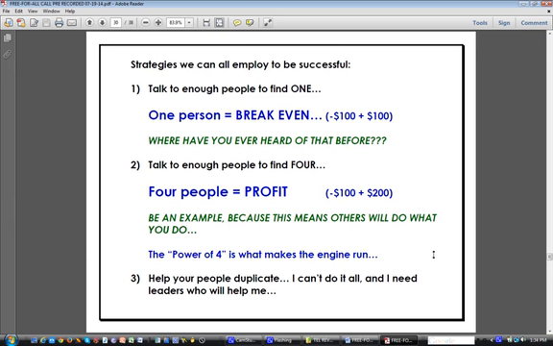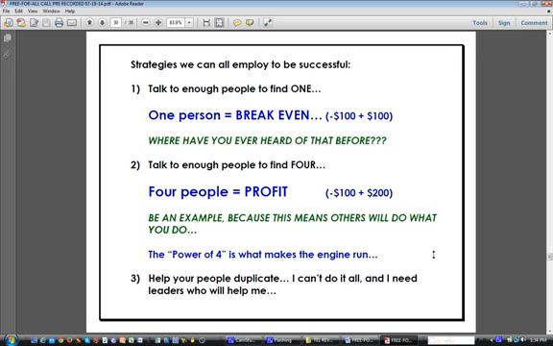Now, strategies we can all employ to be successful. Well, you know what? You can just go talk to enough people to find one. And as I pointed out before when we were talking about compensation, where have you ever heard of a business where you can make one sale and break even on your financial investment? I don't know of another example.